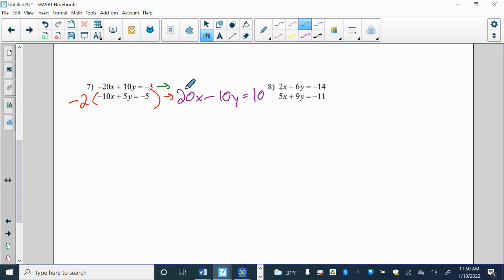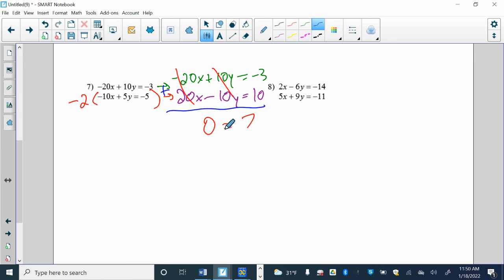We're going to bring over the top equation. Negative 20x plus 10y equals negative 3. Add straight down. This is a unique case. The x's cancel, right? Negative 20x plus 20x cancel. But also the y's cancel. 10y minus 10y cancels. So really the left side of the equation, we're left with 0 equals negative 3 plus 10, 7.